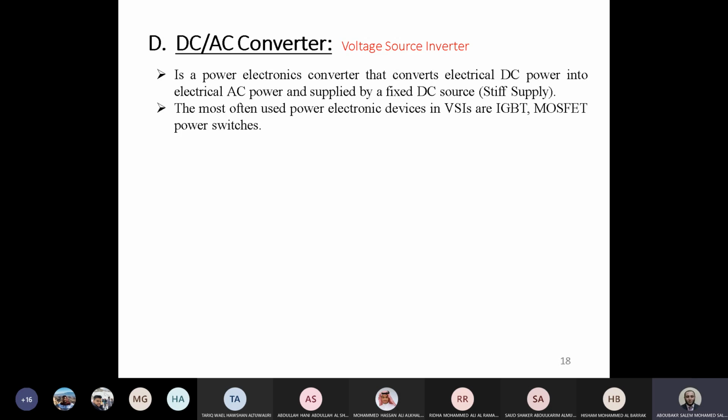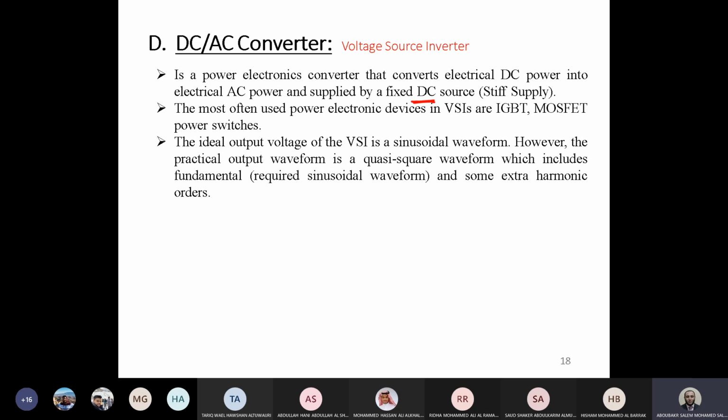So voltage source converter, guys, is just a power electronic converter that converts DC into AC, but it has to be supplied by fixed DC source. So the condition of applying voltage source converter is to have constant DC supply. Of course, constant DC supply can be obtained from controlled rectifier or even uncontrolled rectifier. Okay. The most often used power electronic devices for VSIs, voltage source inverters, are IGBT and MOSFETs. These are the most well-known switches used in the voltage source inverter.